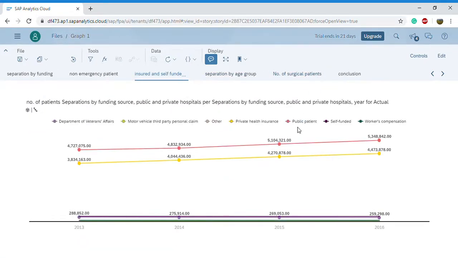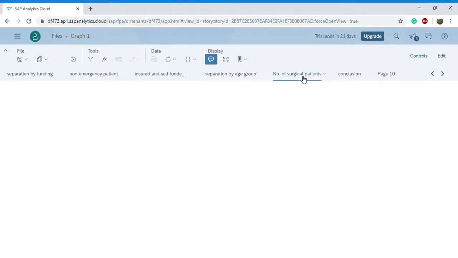This story depicts the number of patient separations by funding resource. Here, if we analyze the data from 2013 to 2016, we conclude that the highest funding comes from public patients and then private health insurance. Let's move to the geographic visualization story.